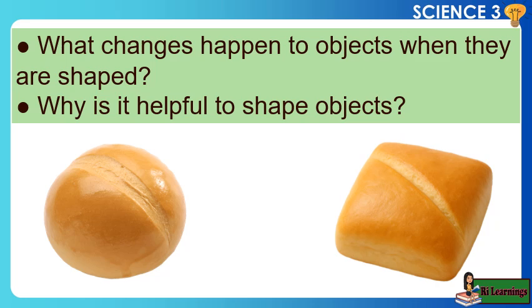We just saw two types of Monet bread, one is round, and one is square. But guess what? They're still the same kind of bread. We just changed their shape. In this session, you learners will be able to answer: What changes happen to objects when they are shaped? Why is it helpful to shape objects?